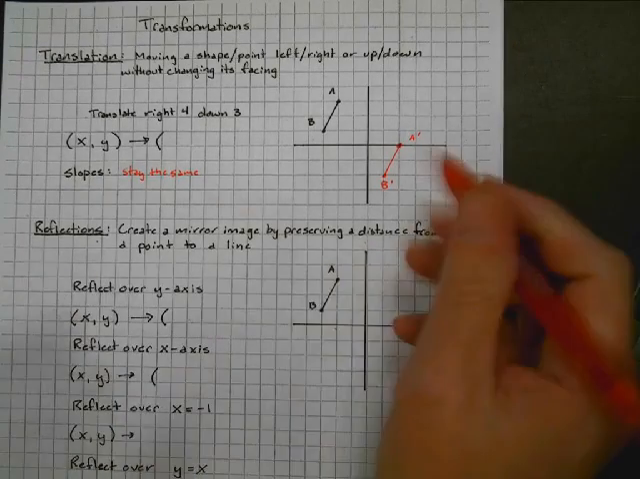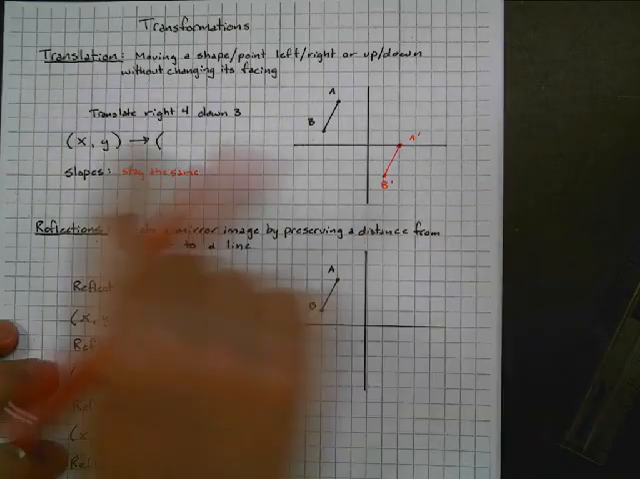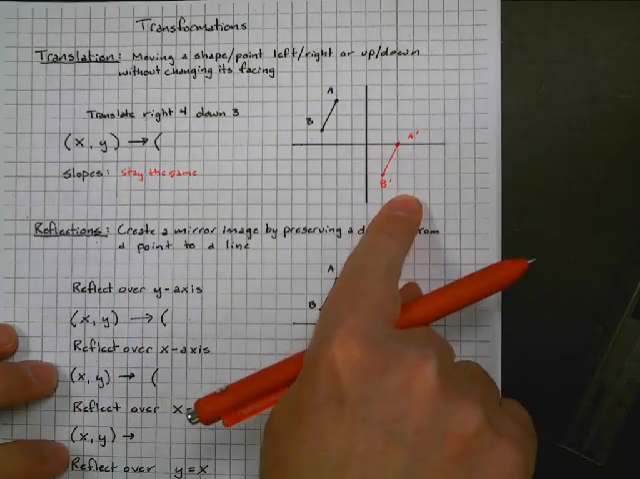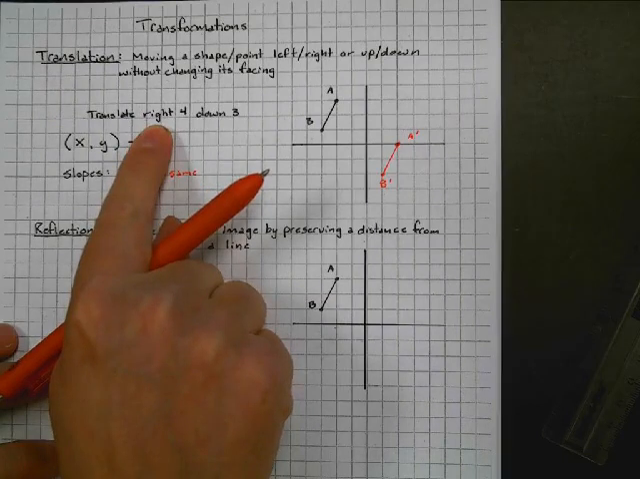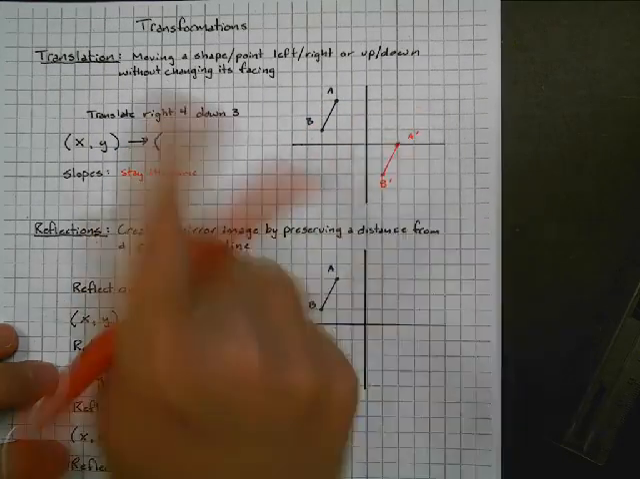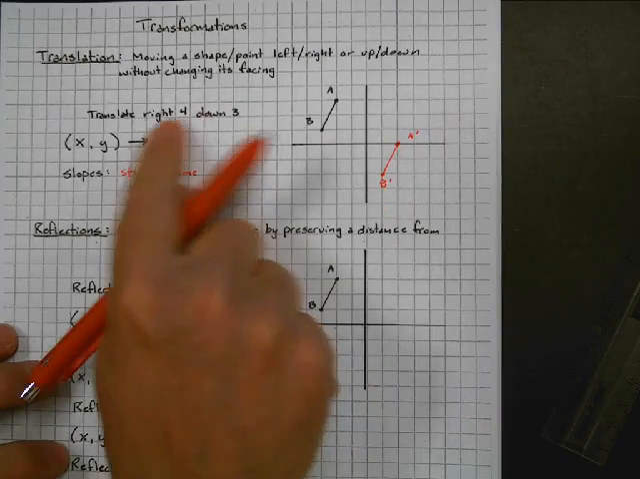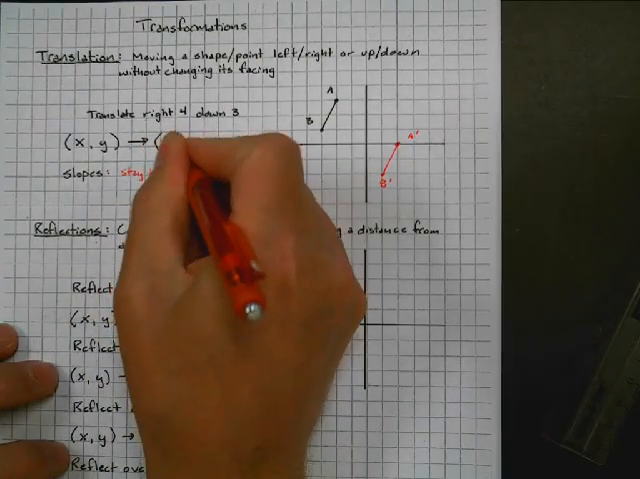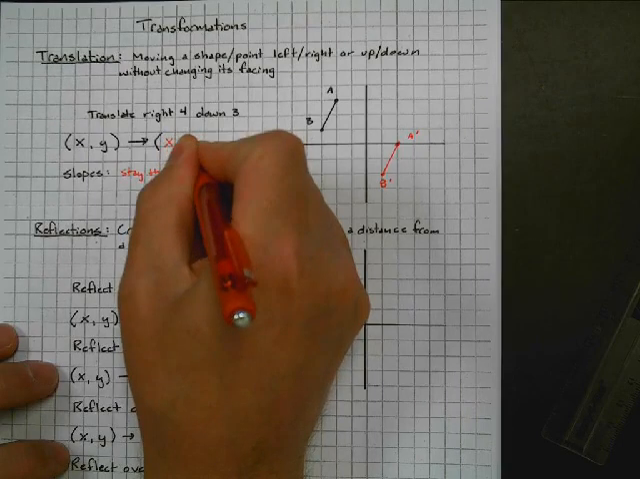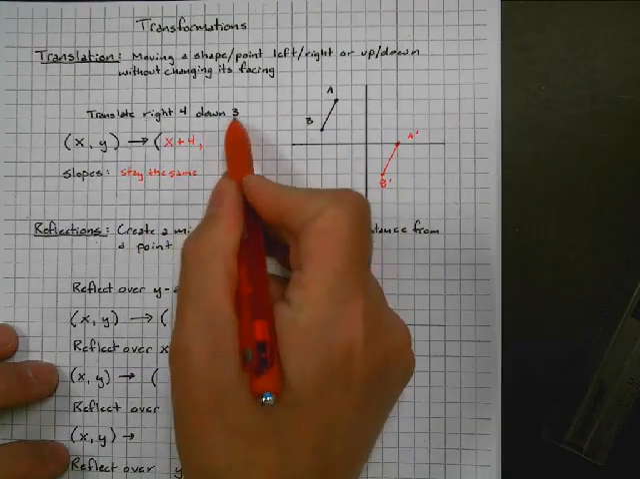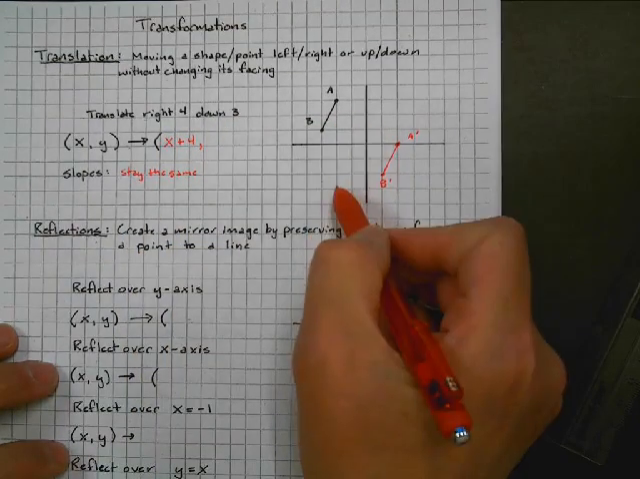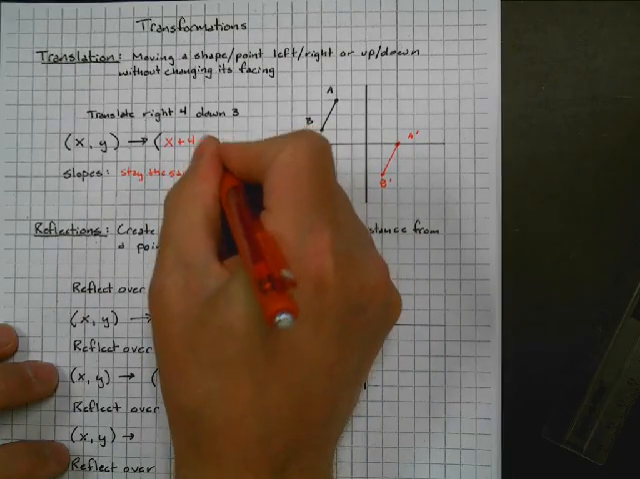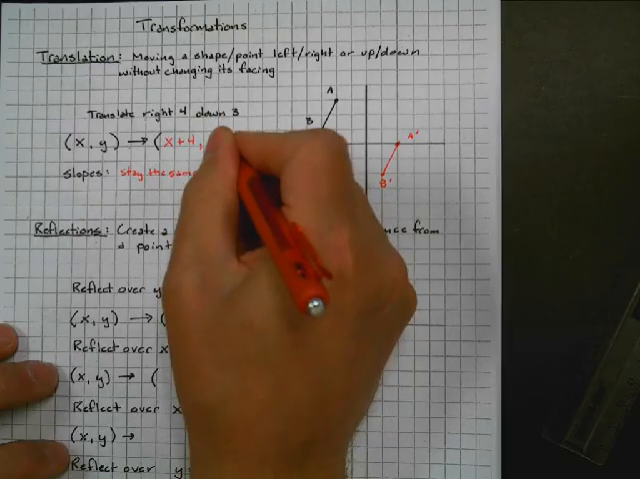Now there's a way to do these problems just looking at their coordinates and never having to graph it. If I'm translating right 4, what effect did right 4 have? Well, we're just adding 4 to the x coordinate. And when we go down 3, we are subtracting 3 from the y coordinate. So the coordinate notation would be x plus 4, y minus 3.